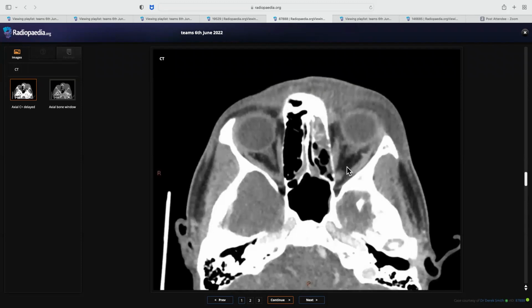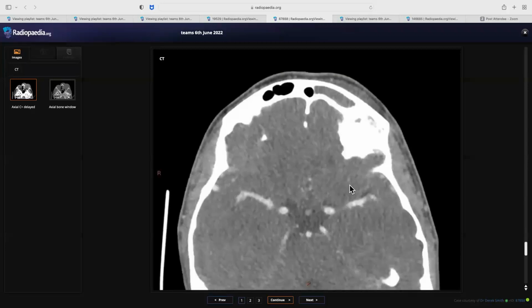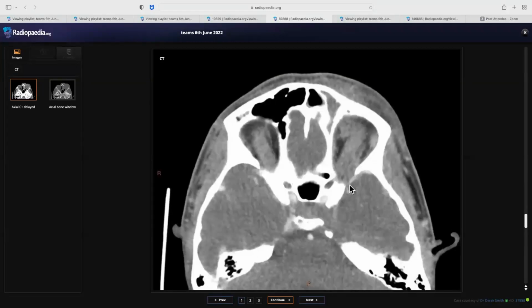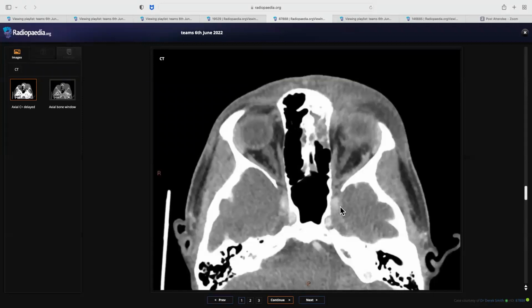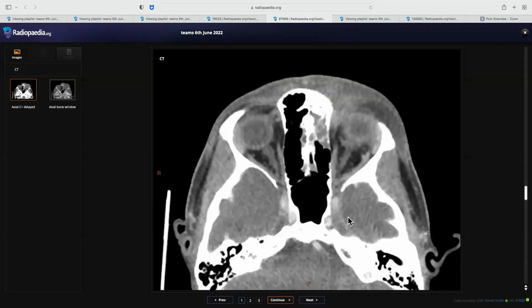There is some haziness in the left orbit as well, in the intraconal space, compared to the right side. Any comment on the vascular structures in relation to this abnormality? I would like to have a look at the superior ophthalmic vein and the cavernous sinuses, because they are prone to thrombophlebitis in periorbital infection. However, the cavernous sinus appears fine. I think it is not bulky and shows normal enhancement, so unlikely to be Tolosa-Hunt syndrome.